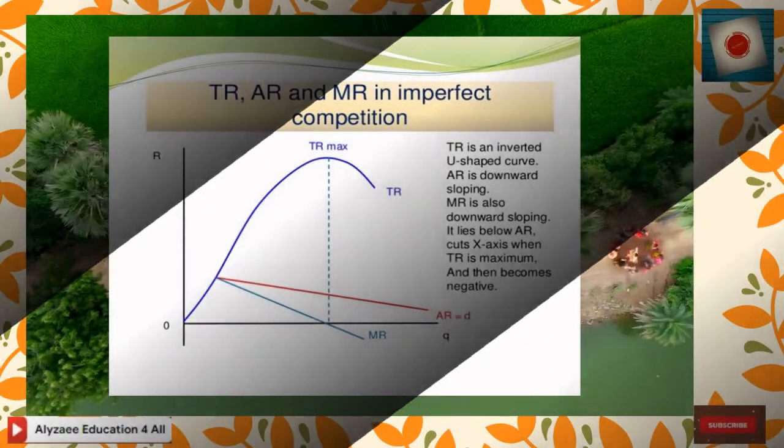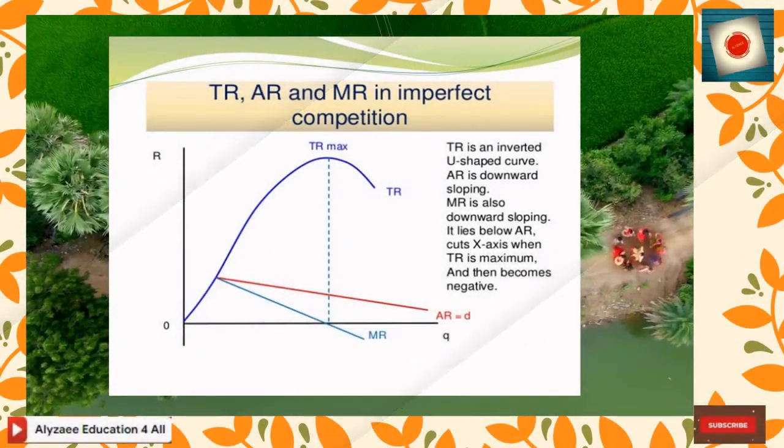Here we can see the graphical representation of it. Total revenue, average revenue, marginal revenue in imperfect competition. तो इसको अगर हम graphic representation देखते हैं तो total revenue is an inverted U-shaped curve. Average revenue is downward sloping. MR is also downward sloping. It lies below average revenue and cuts the X axis when total revenue is maximum and then becomes negative. So here you can see the light blue line as marginal revenue, the red line as average revenue, and TR is at maximum. So this is how it is explained graphically.